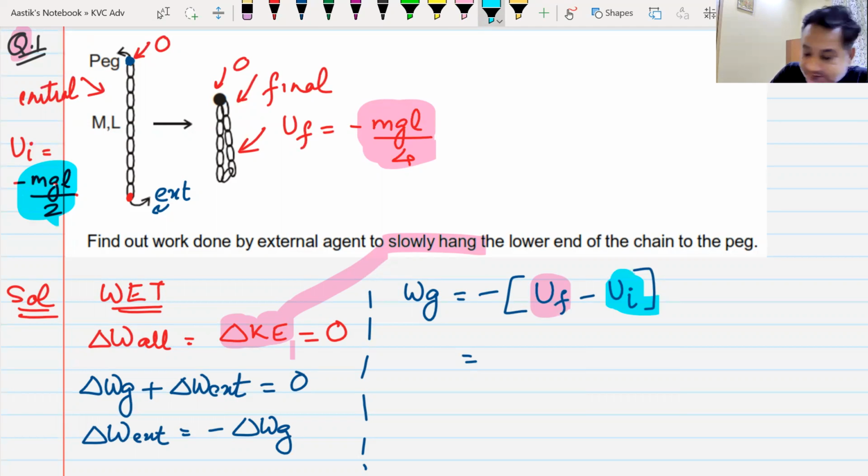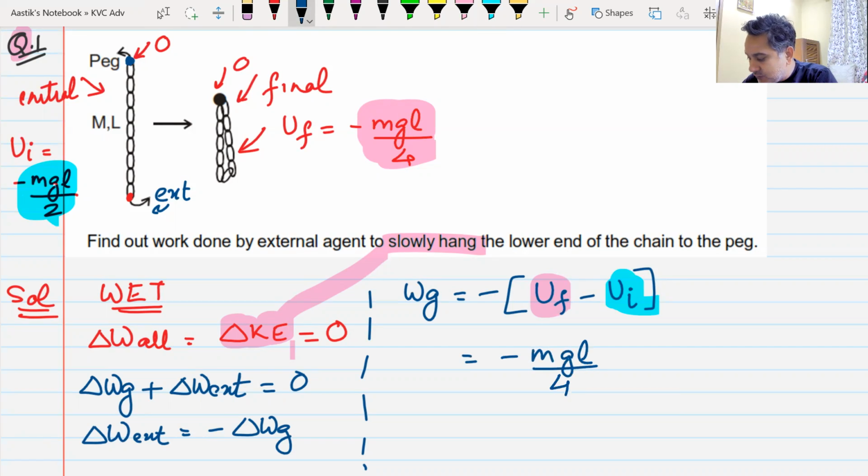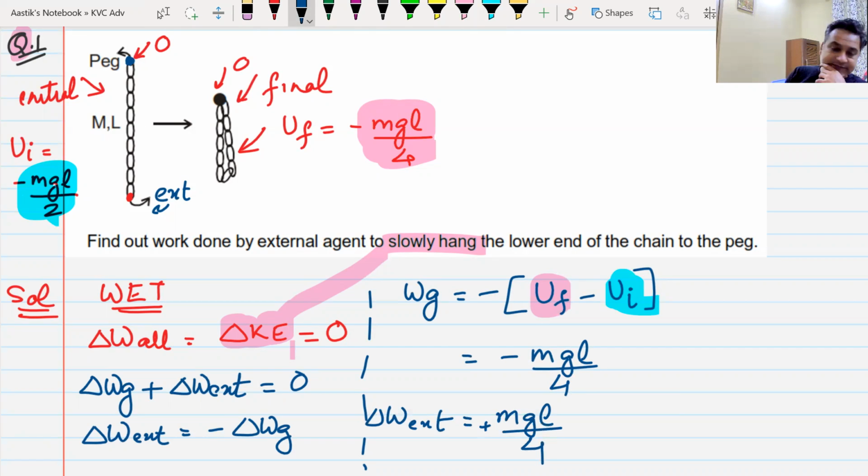Do we understand this? Yes, sir. So if I subtract this, I will get this as minus mgl by 4. That is the work done by gravity. So the work done by the external agent will be the negative of this, so it will be mgl by 4 with a positive sign.